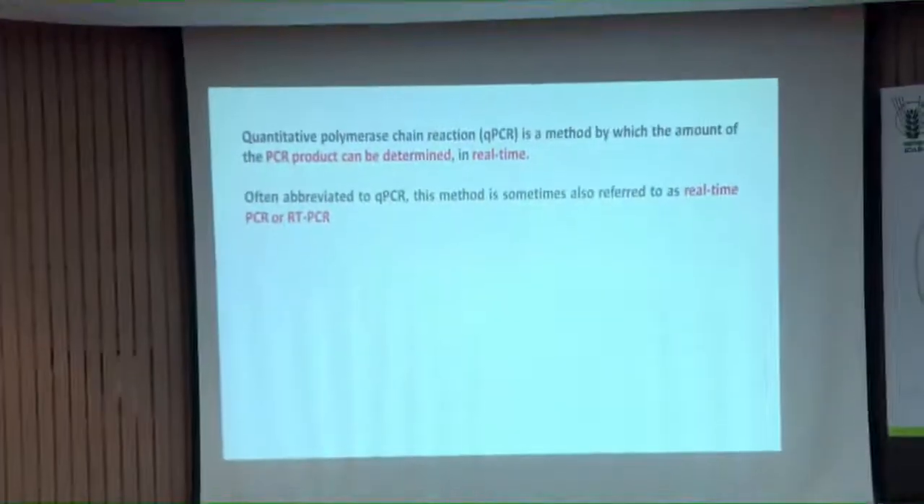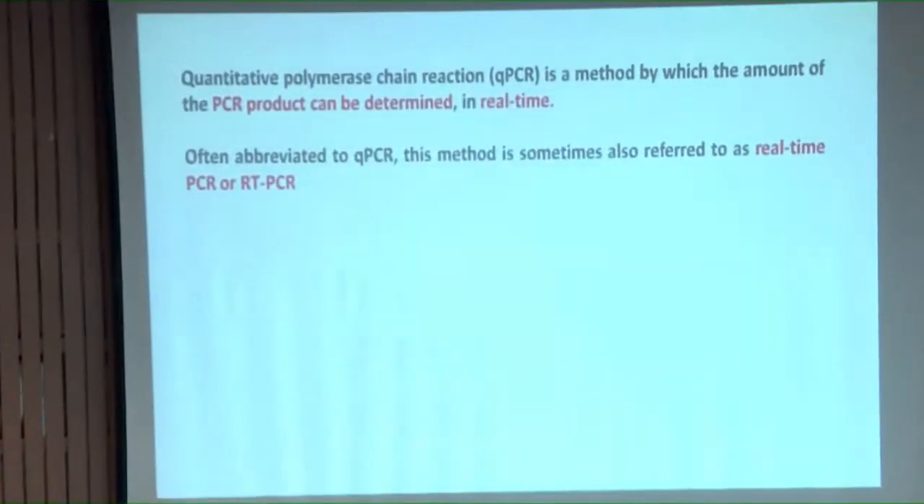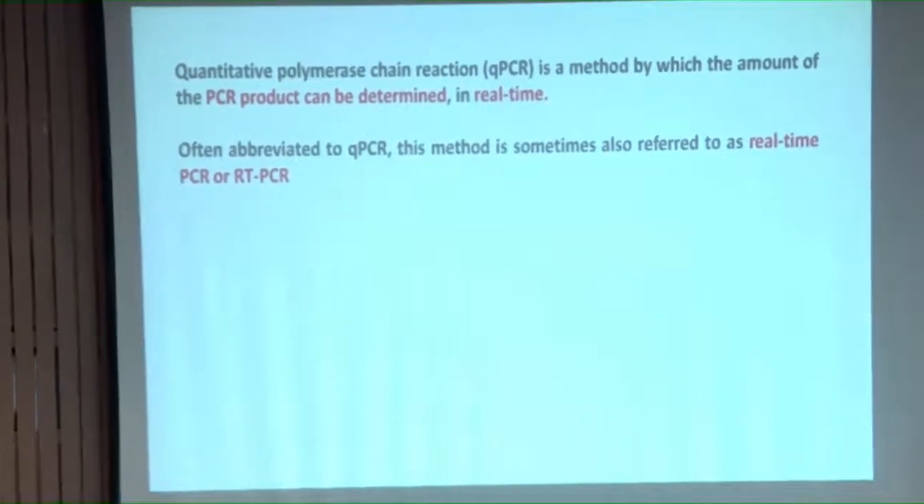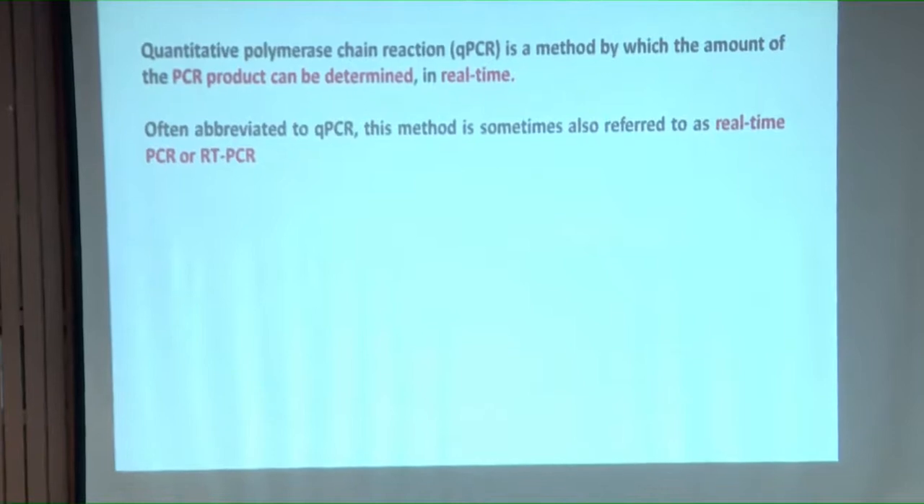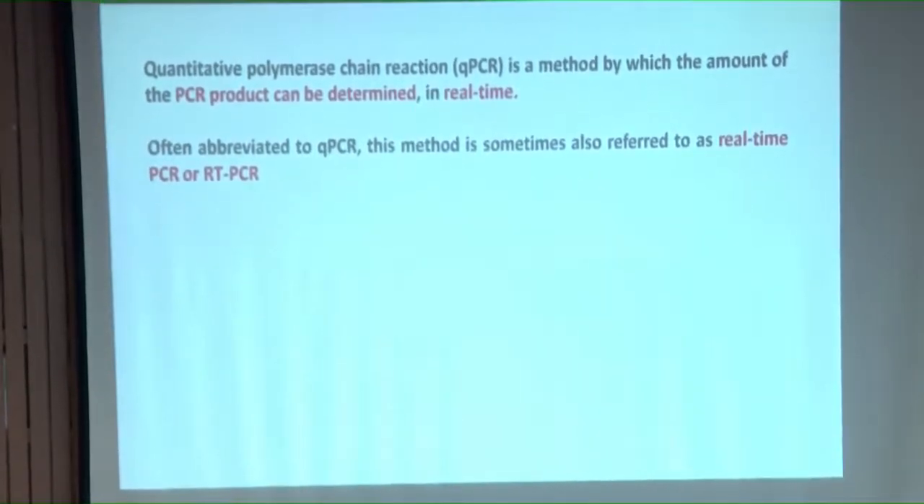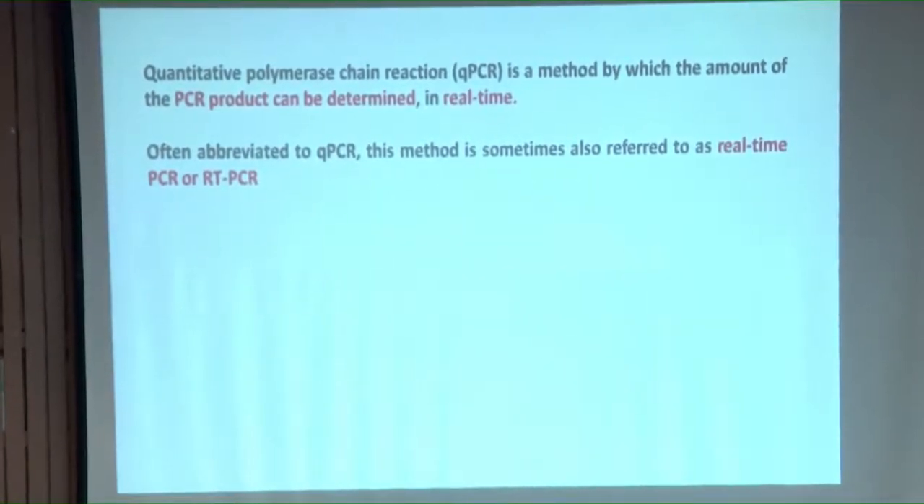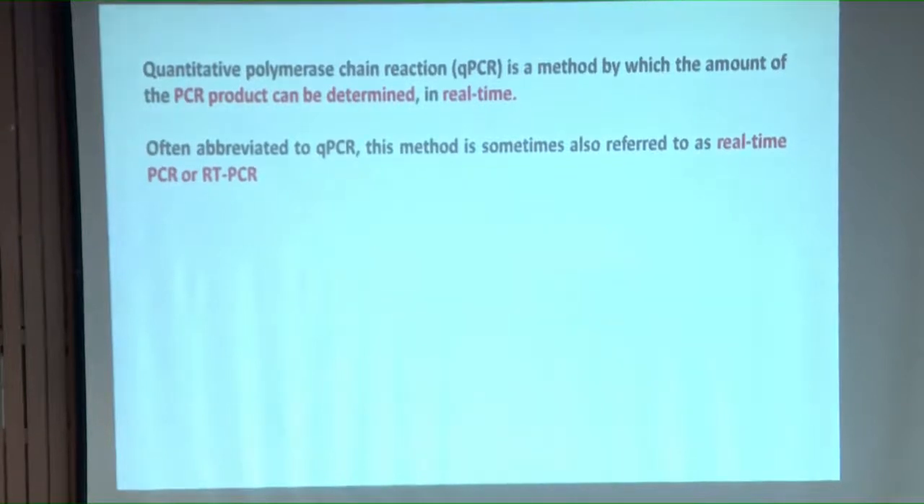The quantitative polymerase chain reaction, popularly called qPCR or RT-PCR, is a method by which the amount of the PCR product can be estimated or determined on a real-time basis, right?